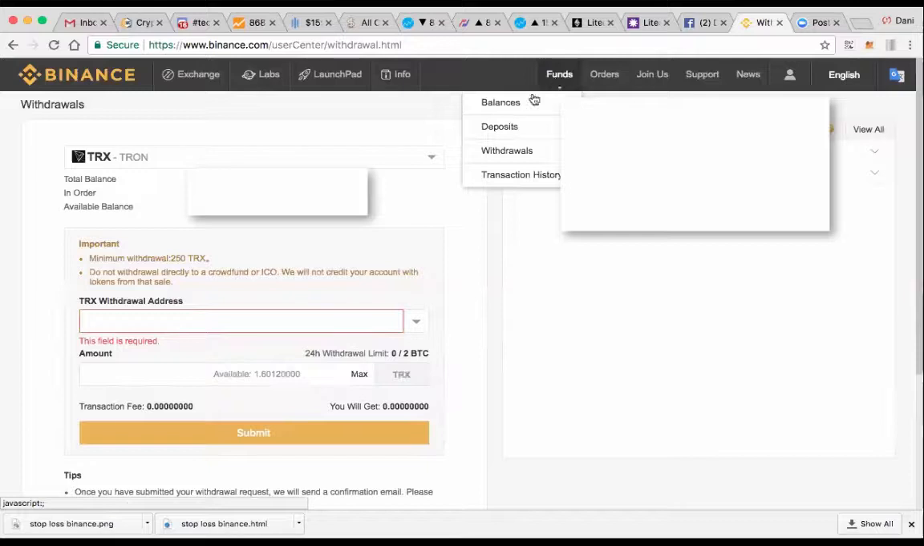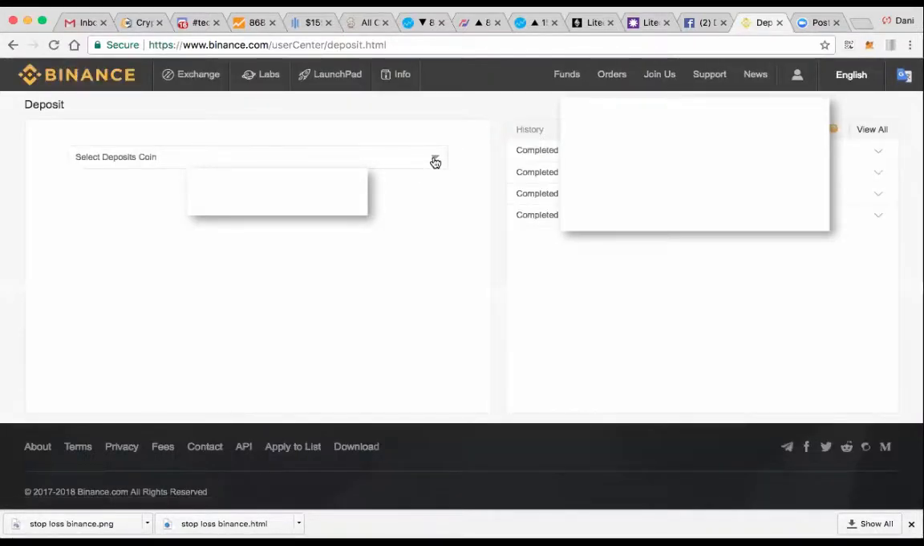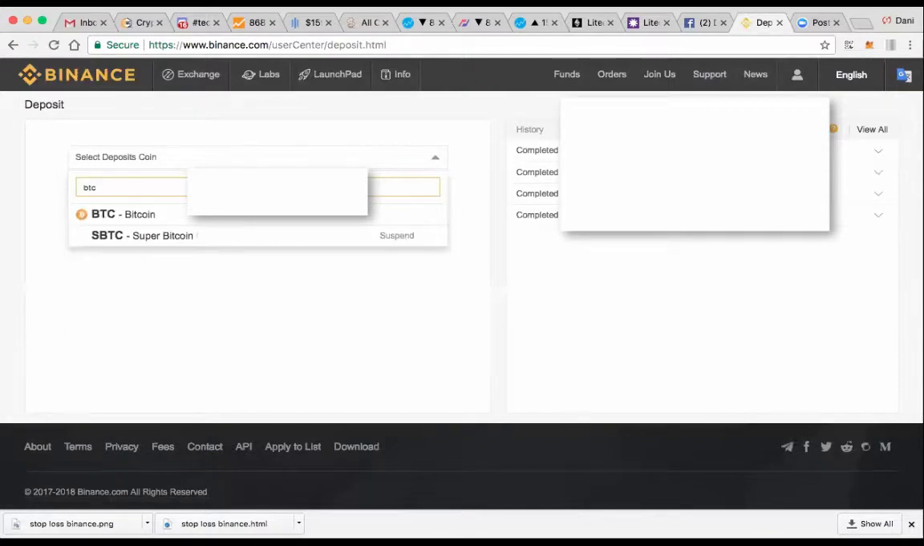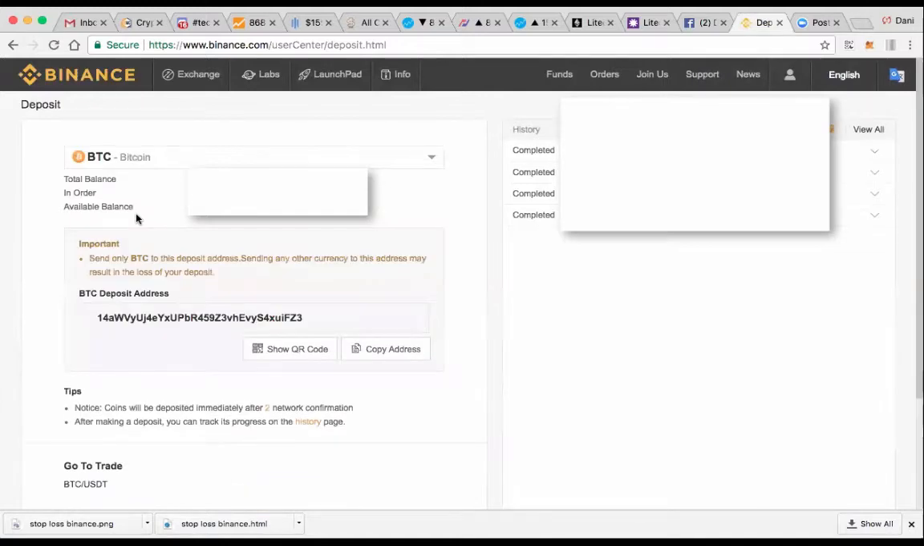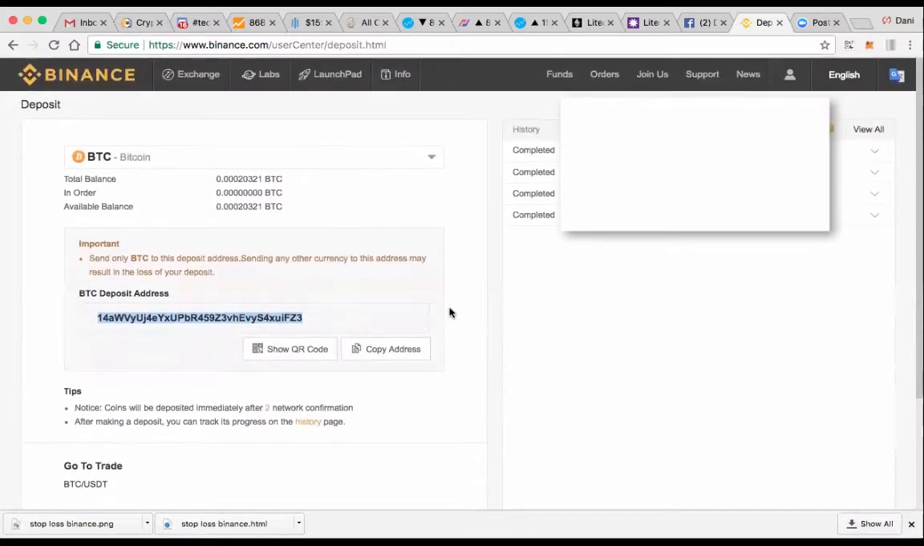And vice versa. If I want to deposit, right? If I want to send some more Bitcoin over, I select a coin I want to deposit. So let's say I want to deposit Bitcoin, right? I would click here. That's my wallet that I want to send to. So I'd go to the wallet where I'm holding my Bitcoin, I would click on send or withdraw from the wallet. I would copy and paste this address into that, and I would say send, and then it will send Bitcoin to my Binance account. All right.